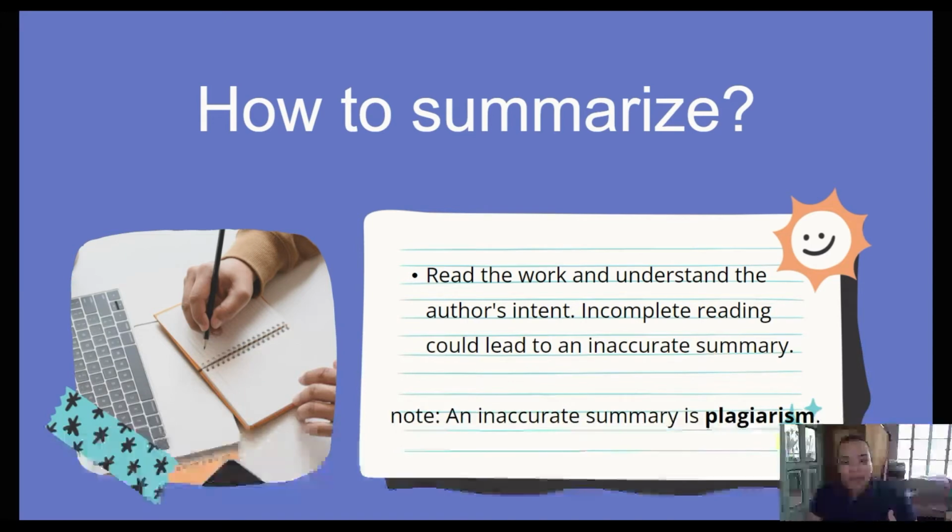Okay? To give you an example, many people in America right now are being sued for plagiarism because they are misrepresenting or inaccurately summarizing a lot of information from researchers to fit their own political agenda. So let's try to make our summaries as accurate as possible so that we can avoid plagiarism. Okay, so that's the first step. We read the work and understand the author's intent.